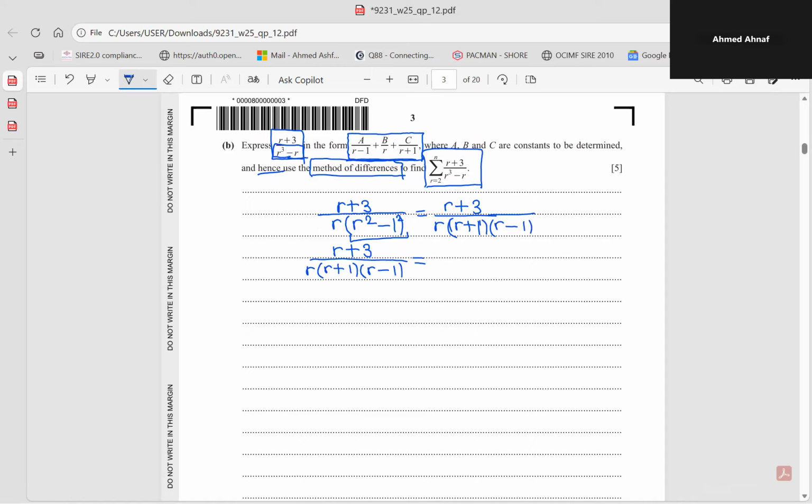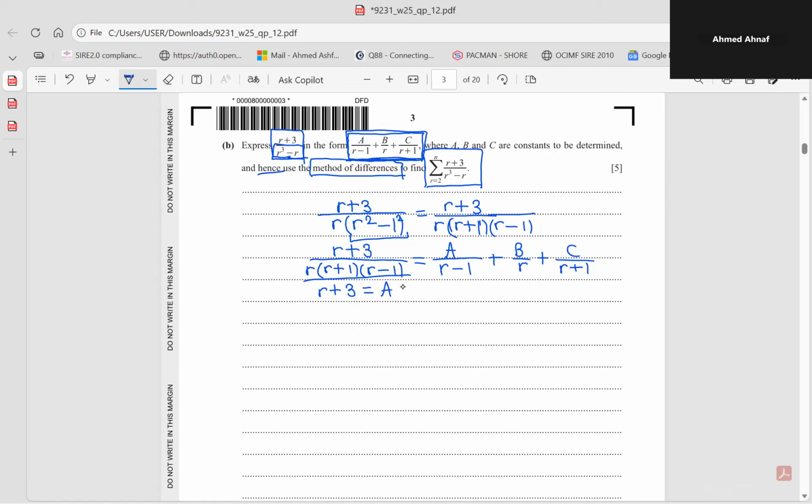So luckily for us, they already gave you the form which you're supposed to decompose this in. All right, so it's a over r minus 1 plus b over r plus c over r plus 1. Okay, so to get started, just do the usual procedure when you're decomposing any rational function into partial fractions. So multiply both sides by the denominator. And yeah, so for a, the r minus 1 will cancel out.